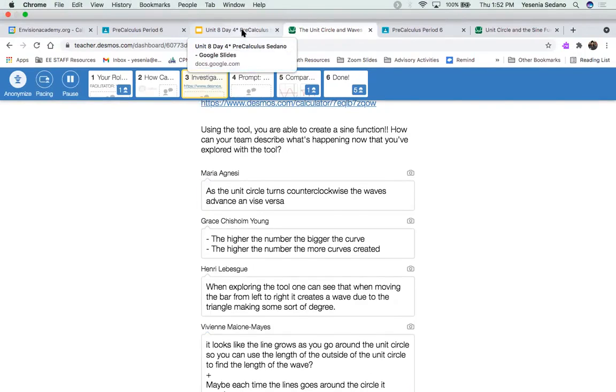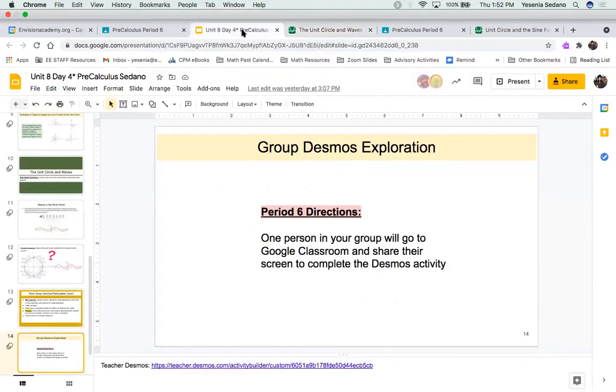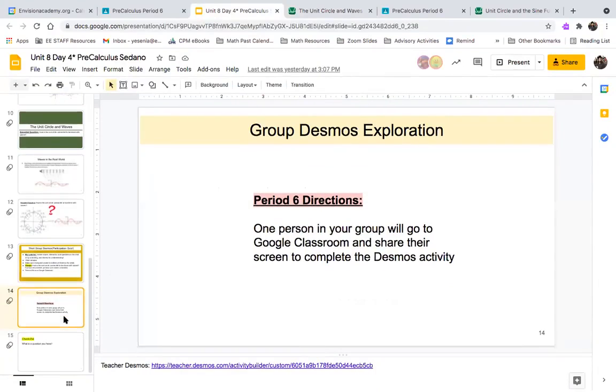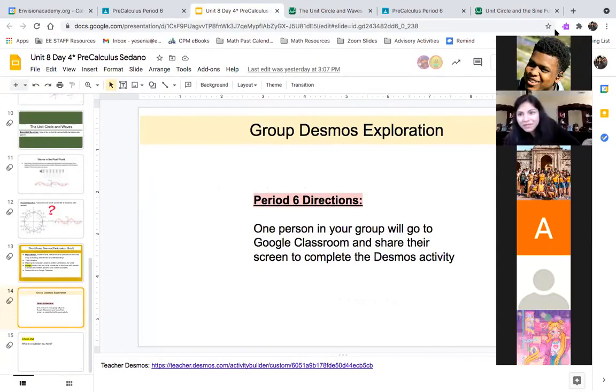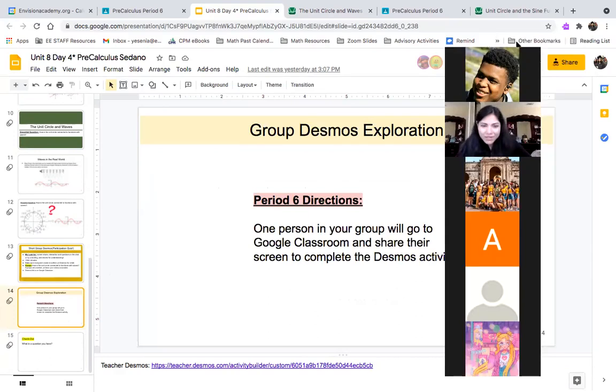So thank you so much, y'all, for working in your groups. And I saw so many exciting things, but we're gonna go ahead and transition. So we're gonna know the connection between waves and unit circles next week in our class. So just keep this investigation in mind, y'all.